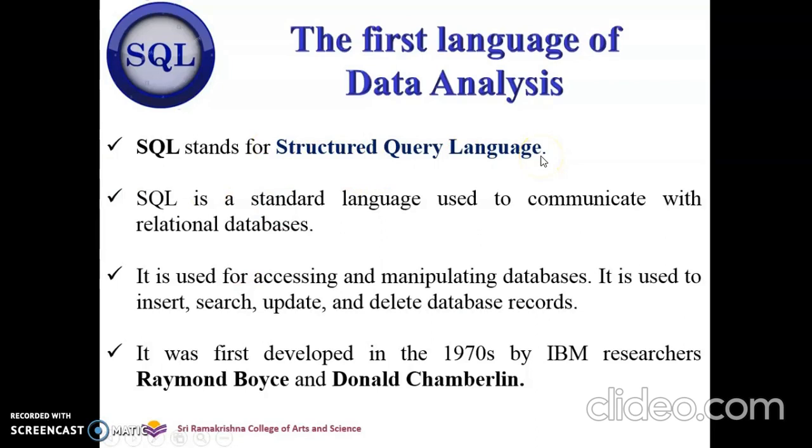And we all know we are storing our data in a database in the form of tables. In a relational database, each and every row of a table is known as a record. This SQL is used to perform various operations on these records. Operation means it is used to insert, delete, search, and update database records. And it was developed by Raymond Boyce and Donald Chamberlin in the 1970s.